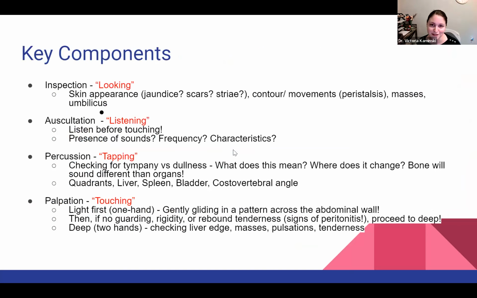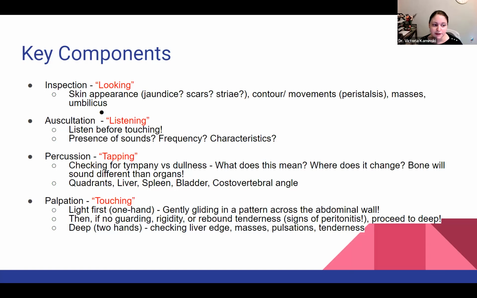So now we are on to the key components of your exam. The number one thing that you're going to do before you start physically examining the patient is always inspecting. You're going to be looking, then listening, and then you're going to tap or percuss and then palpate. That is the specific order that we use when it comes to the abdomen.